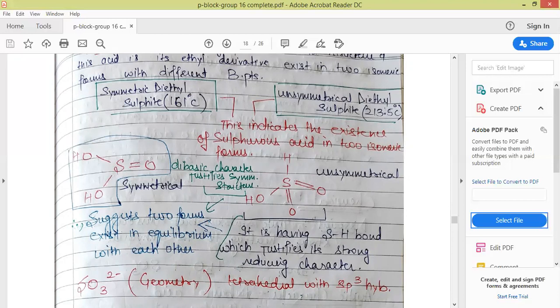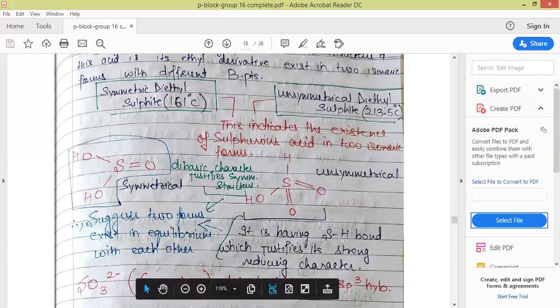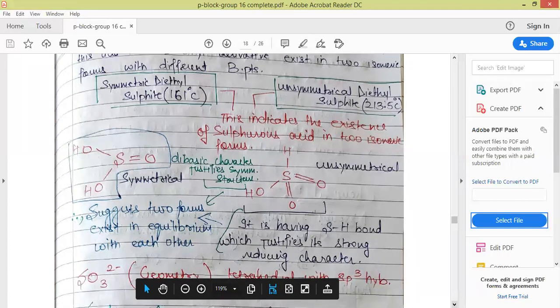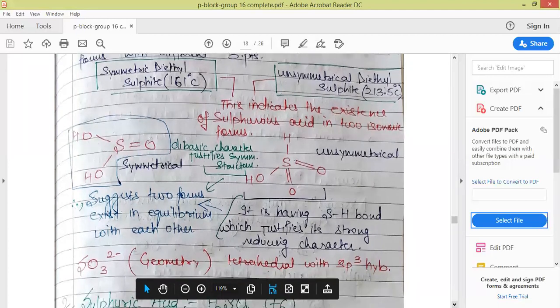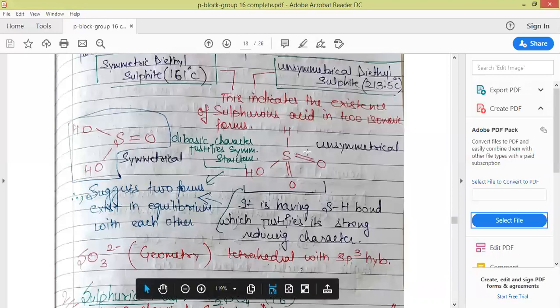So the dibasic character of sulfurous acid is justified only from this structure, but this structure is also suggesting something: that due to its direct S-H bond, it can act as a strong reducing agent, and its reducing properties are very strong. So this structure is also acceptable. So it is believed that both these structures exist in equilibrium with each other.